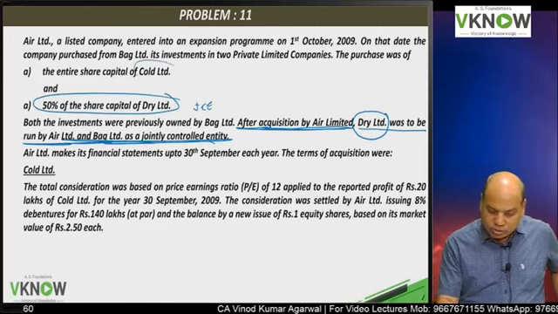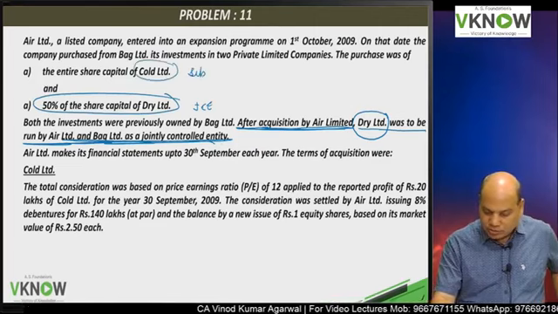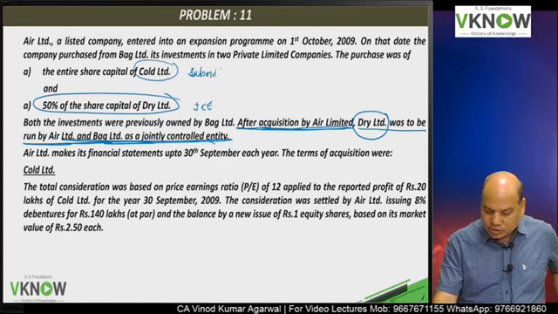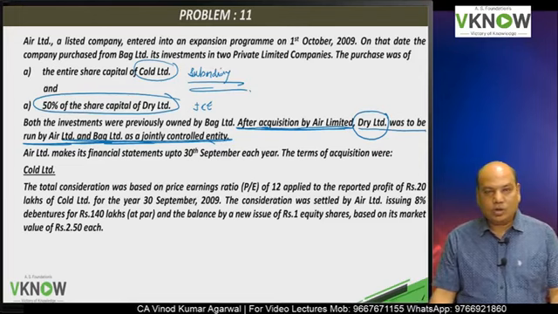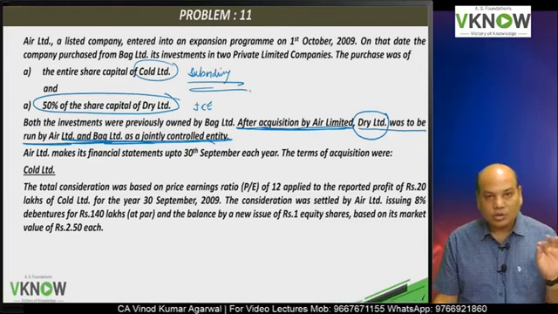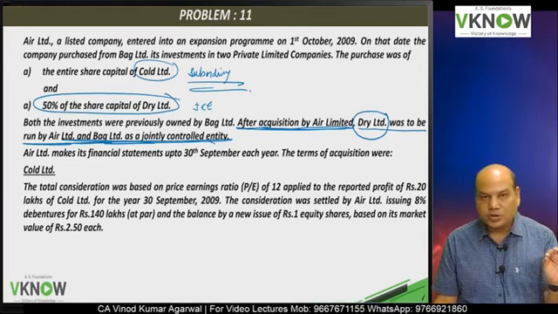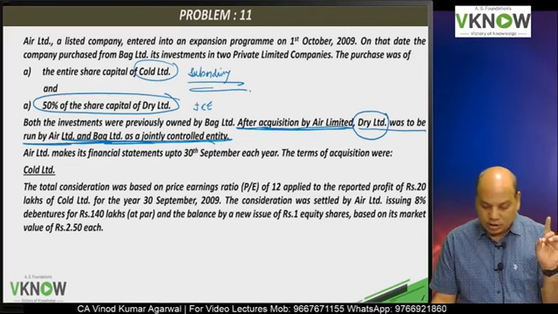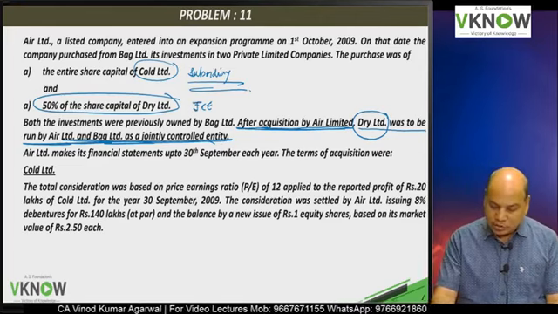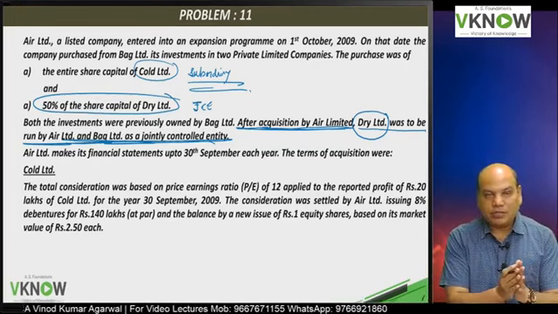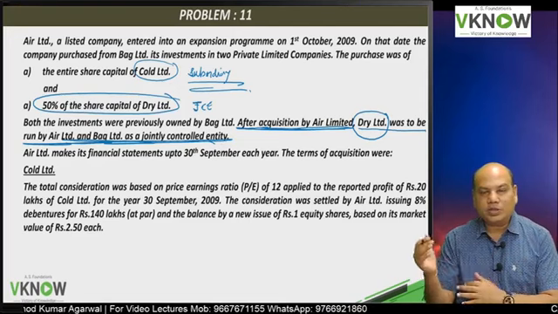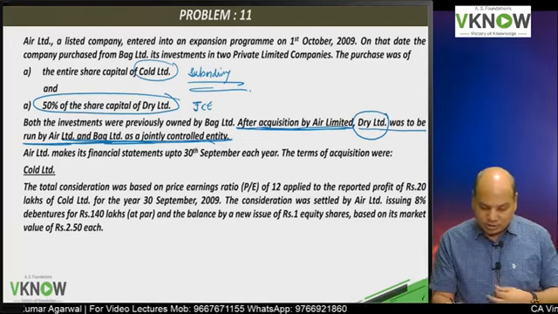And what about Cold? Cold will become a subsidiary because 100% of the shares are acquired. So I will summarize. Cold will become a 100% subsidiary of Air Limited, and Dry Limited will become a jointly controlled entity where 50% of the shares are held by Air and 50% are held by BAG Limited.